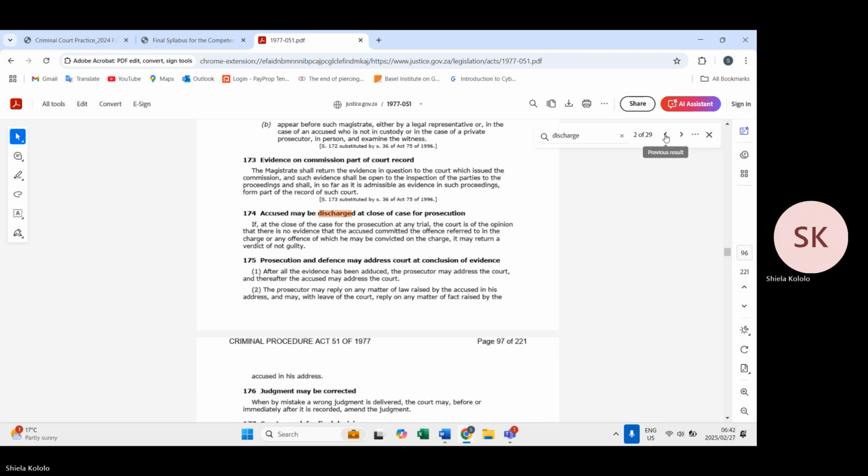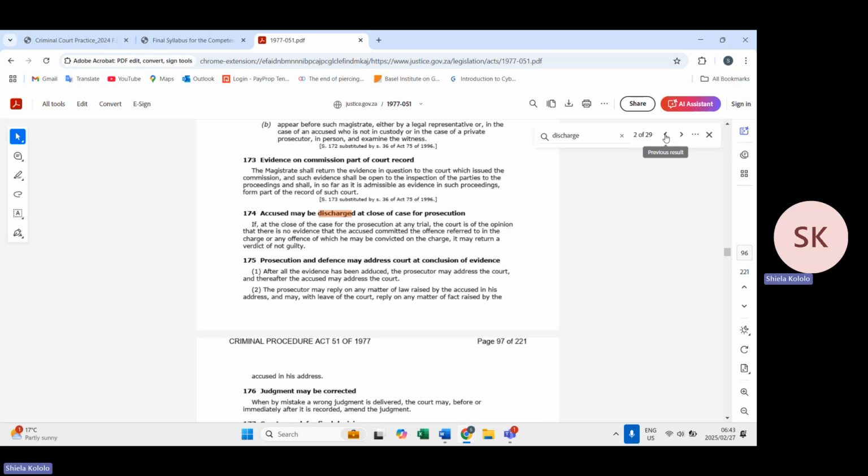So, as a wrap, section 174 is a vital tool that the accused can use in a criminal trial to ensure that they're not convicted without sufficient evidence. It also allows the court to step in and prevent a trial from continuing if the prosecution has failed to present a case that could lead to a successful conviction.